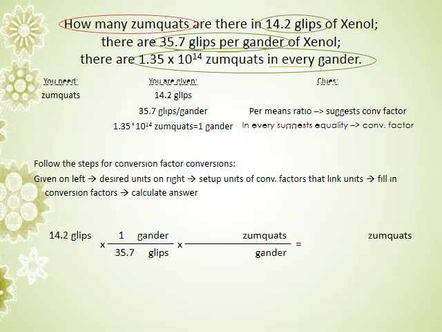In this case, the problem told me that there's 35.7 glyphs per 1 gander. Note that in this case, the 35.7 is actually going on the bottom and the 1 is going on the top. If I had written that as the original conversion factor, I flipped it, but I'm allowed to do that. It's relating the two things and they're equal quantities. And 1.35 times 10 to the 14 kumquats per 1 gander. And when I multiply 14.2 times 1 times 1.35 times 10 to the 14, divide by 35.7, divide by 1, I get 5.37 times 10 to the 13th kumquats.